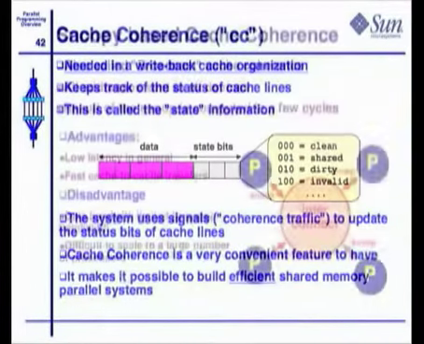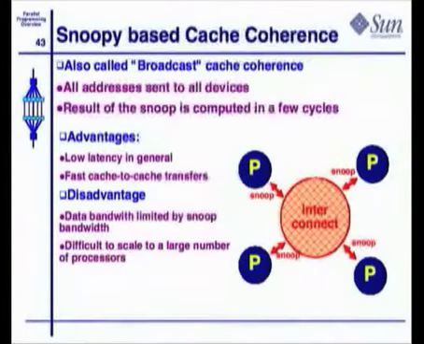So how do I keep track of these changes? And there are different ways of doing that. The fastest way, and in a way easiest, is called Snoopy or broadcast. In broadcast, essentially all devices are monitoring all the address traffic in the system continuously. So at any point in time, they know what's going on.